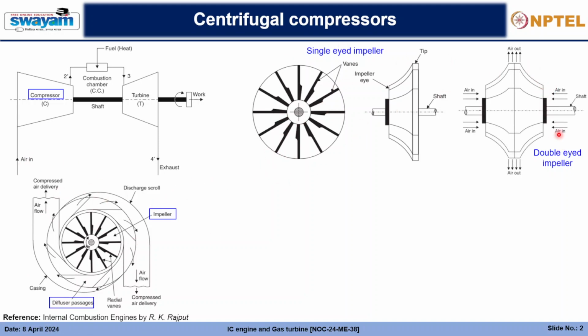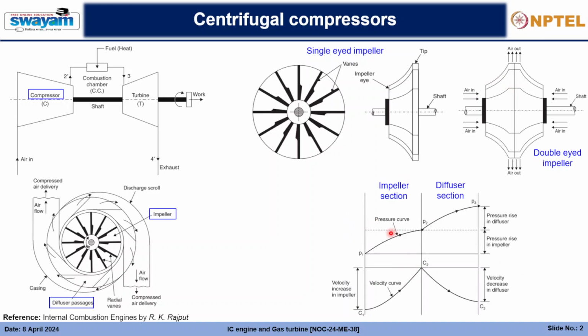And this is a double-eyed impeller, in which the air comes in from two sides. In the single-eye impeller, air can only come in through one side, but a double-eyed impeller has two eyes, as you can see here, and the air goes in through these eyes, and the air will go out radially through the impellers, as you can see here.